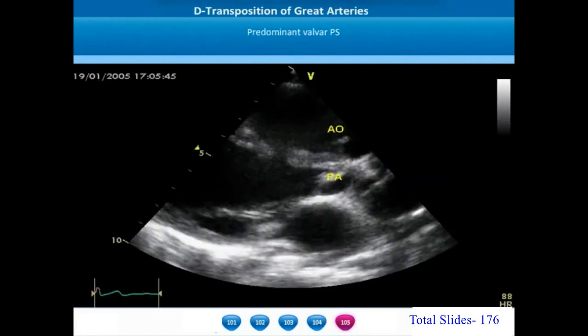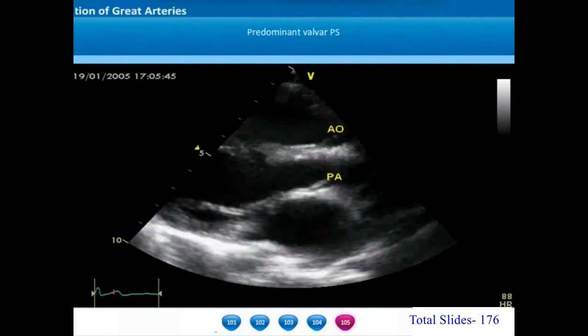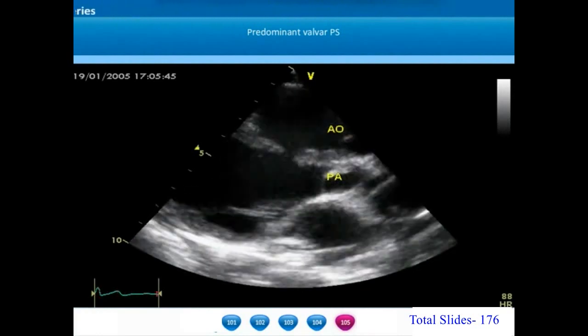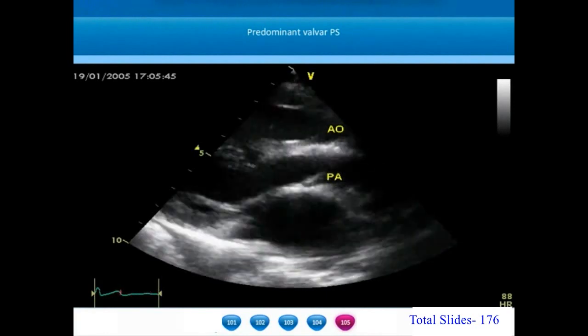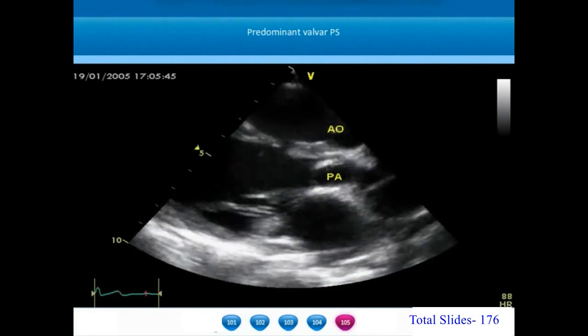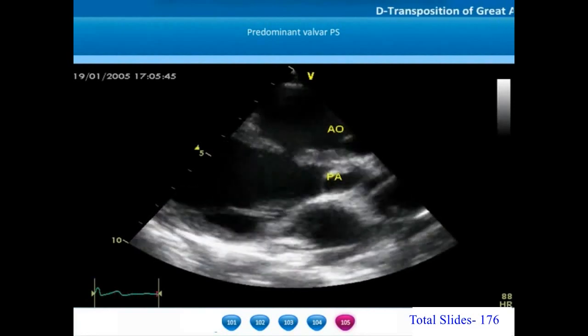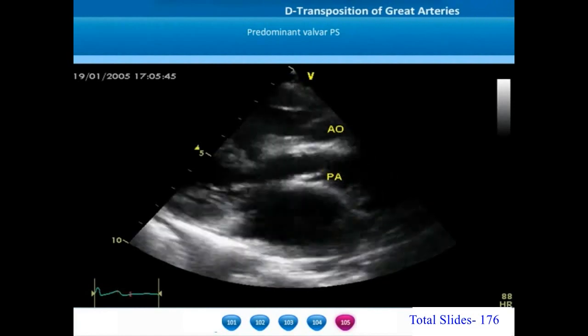This is another example of a patient with a high muscular ventricular septal defect, again with a valvular pulmonary stenosis. There is no subvalvular narrowing. In most of the cases with valvular pulmonary stenosis, we will notice that the pulmonary valve will be bicuspid with commissural fusion.